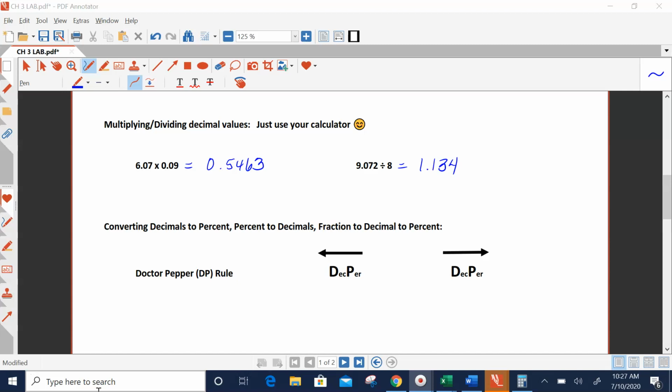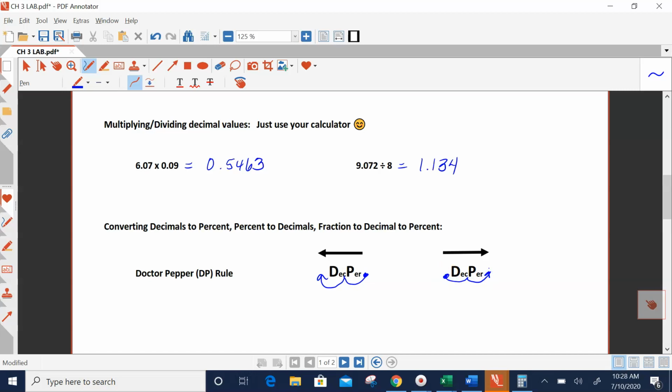If I have to convert between decimals and percents, just remember the Dr. Pepper rule. Okay, so here's how it works. It works in both directions. Assuming that D represents decimal and P represents percent, I'm going to put a decimal point right there. If I need to go from a percent format to a decimal format, I'm going from P to the D, I'm going to move the decimal point two places to the left. If I'm going from a decimal value and I want it in a percentage format, then I would move my decimal two places to the right.